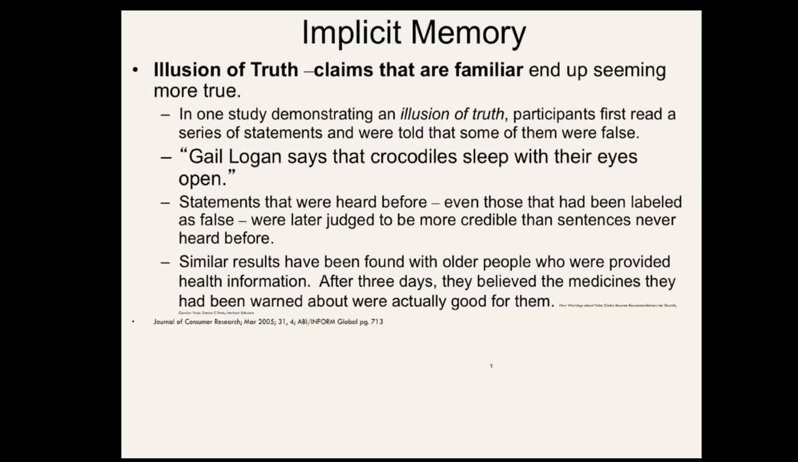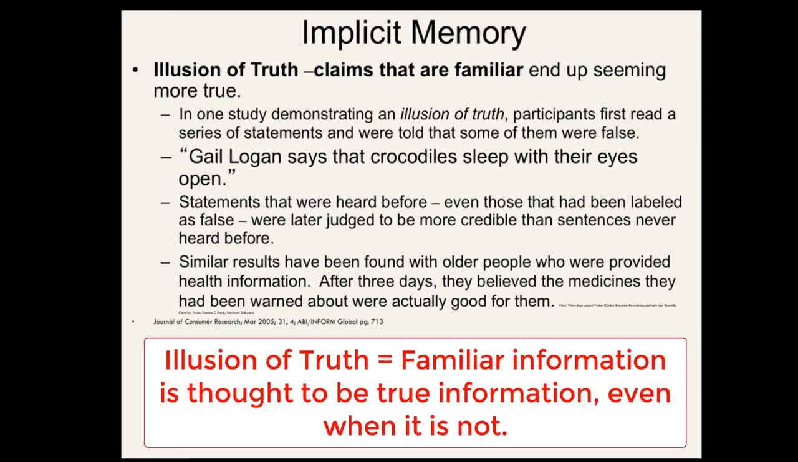Another memory error related to implicit memory is what's called the illusion of truth. Imagine you read that Gail Logan says that crocodiles sleep with their eyes open. Just like reading a name can lead us to believe the name belongs to a famous person, reading a statement can lead us to believe that the statement is true. This happens even when we are specifically informed that the statement is false. Similarly, when people are warned about possible dangers from a medication, they may falsely believe the medication was actually good for them later on.